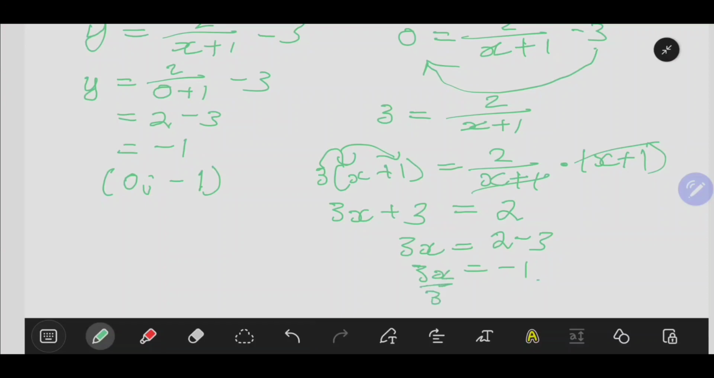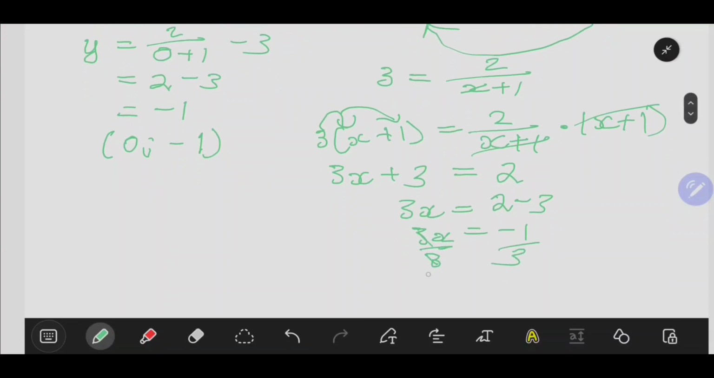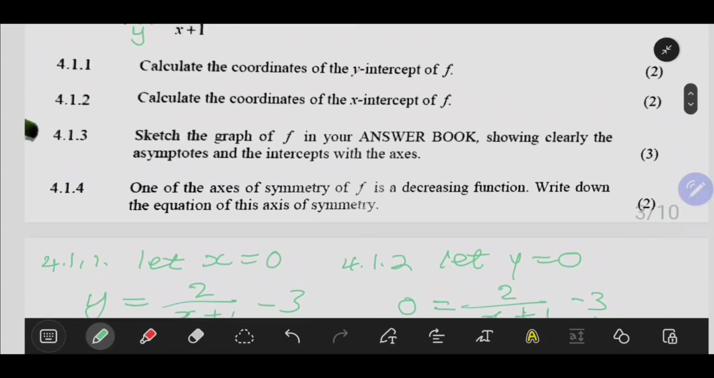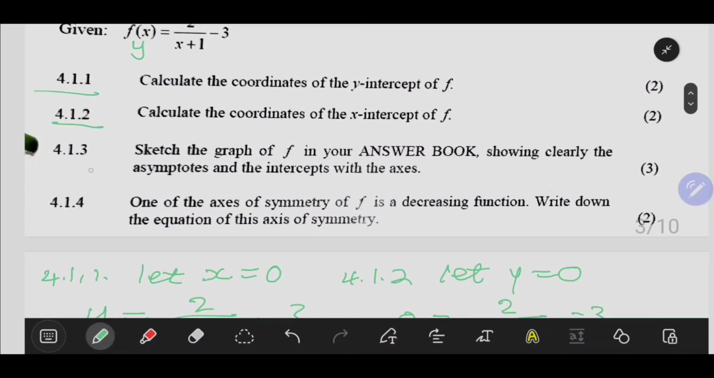Then we can divide by 3. Then x is now our subject of the formula, which is equal to -1 over 3. When we write it in coordinate form, we know that our x value is -1 over 3, and our corresponding y value is 0. Then we have answered number 1 and number 2. In order for us to be able to sketch this, they want you to show the asymptotes and the intercepts. We already have the intercepts of this function, but we don't have the asymptotes.